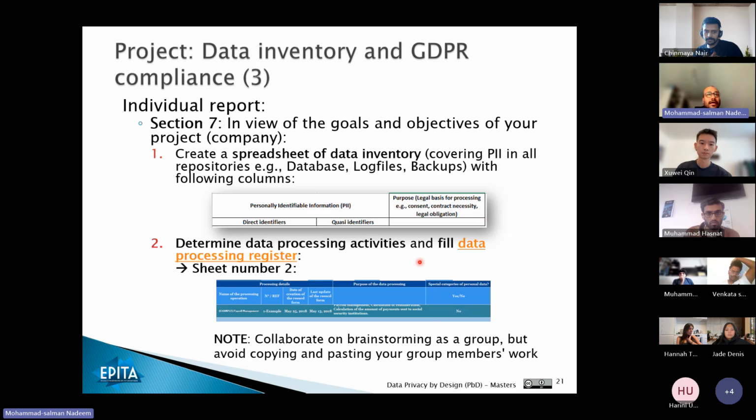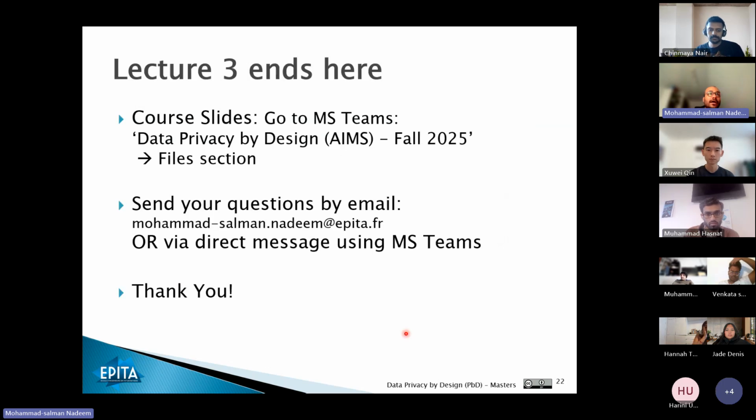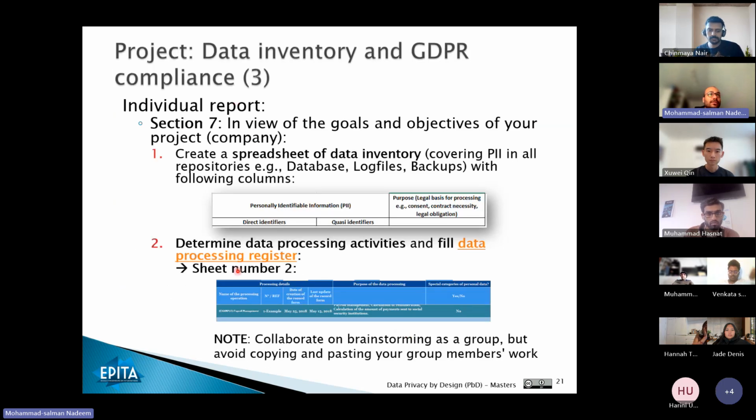The second is downloading the processing register. The link here brings you to the official website of cnil.fr, where you could download the official template and then use that template to fill up all the processing activities. Is there any question about section 7, these 2 actions in particular?